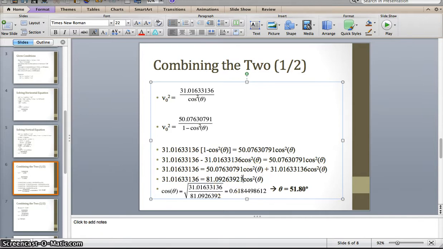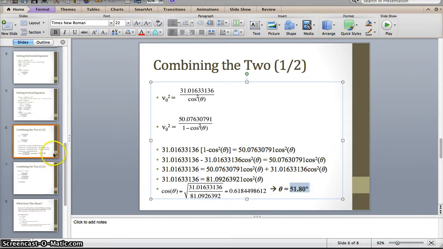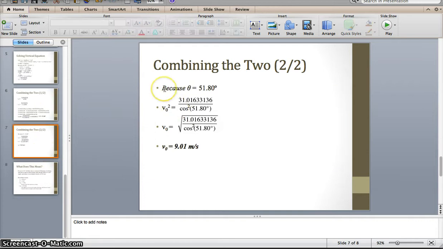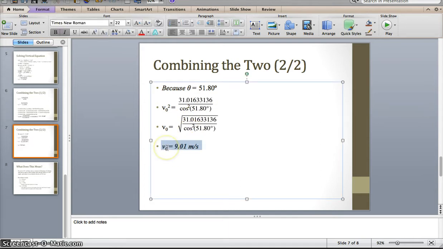times cosine squared theta. And from here, it's simple algebra. We get cosine theta equals the square root of this fraction, and then we evaluate that, and by using the inverse cosine, we get that theta equals 51.80 degrees. This is part 2 of our combining the two. Because theta equals 51.80 degrees, we just take the previous expression, v sub 0 squared equals this, and then we plug in theta, and then our velocity becomes 9.01 meters per second.